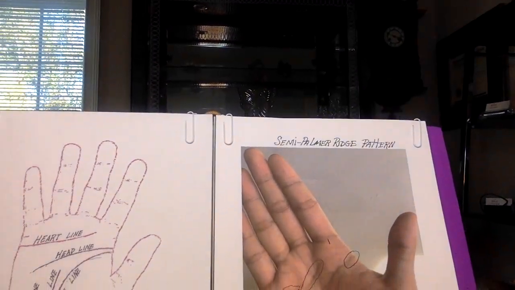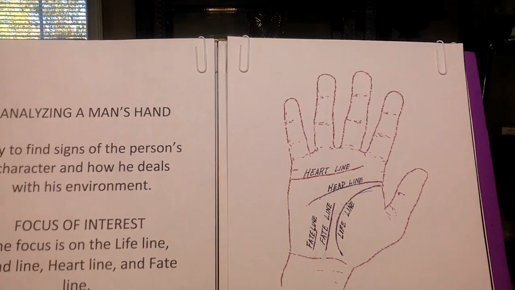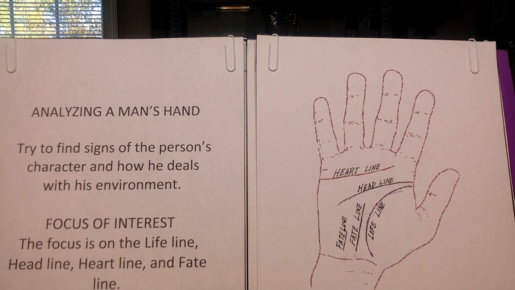I'm Mystic Cassandria. Today we are analyzing a man's hand, his right hand. And the focus is on the major lines. As we see it on your guide sheet, it says, try to find signs of the person's character and how he deals with his environment.